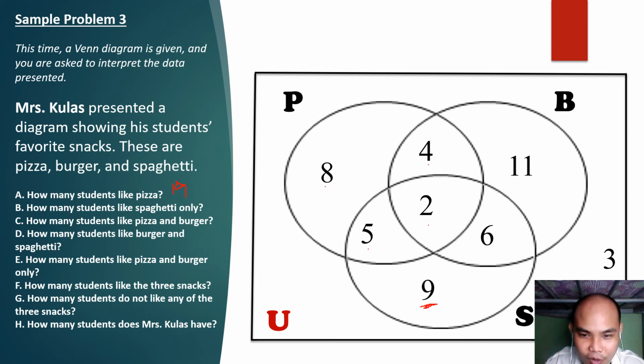That is spaghetti only. Since 9 here belongs to spaghetti only, we cannot use 5 since 5 belongs to pizza and spaghetti. And 2 belongs to pizza, burger, and spaghetti. And 6 belongs to burger and spaghetti. So the answer here is 9.